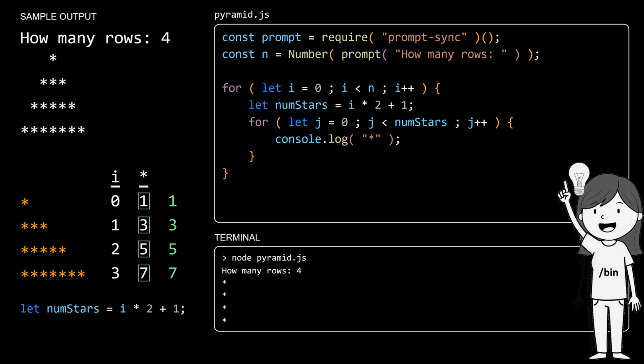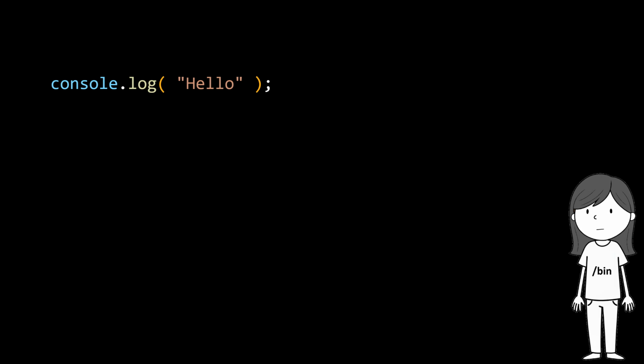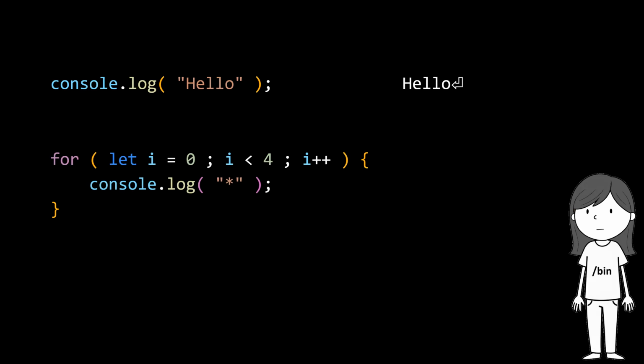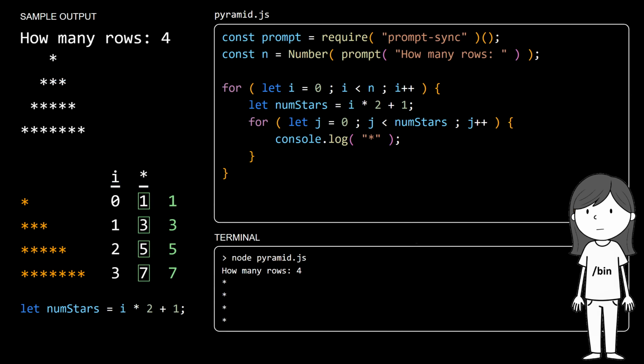So what does the console log function actually do? It prints some text and then a new line character. That makes sense because looking back at our single star version, each star was printed on its own line. There's no way to get console log not to add that new line character, so let's think of another way to get multiple stars in one line.